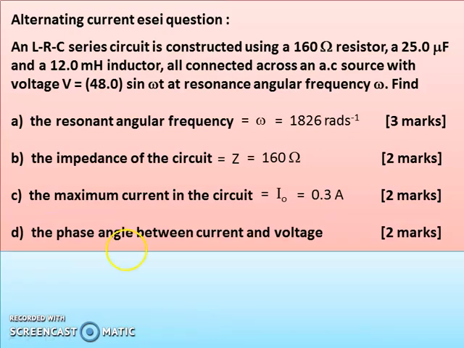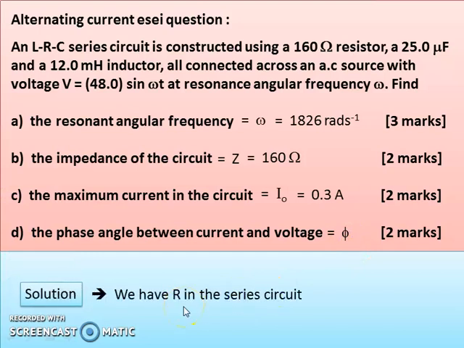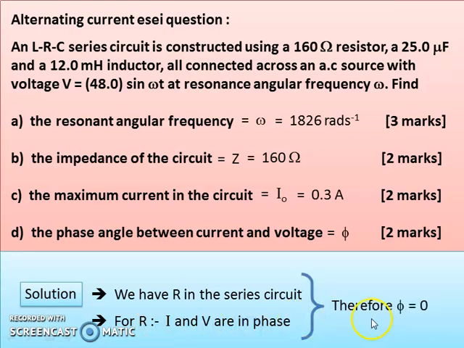Next, question D, the phase angle between current and voltage. We use symbol psi. Okay, the solution, in the series circuit we have resistor R. So for R, I and V are in phase. Therefore, the phase angle between current and voltage is equal to 0.